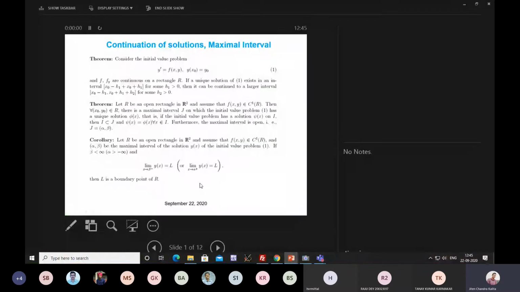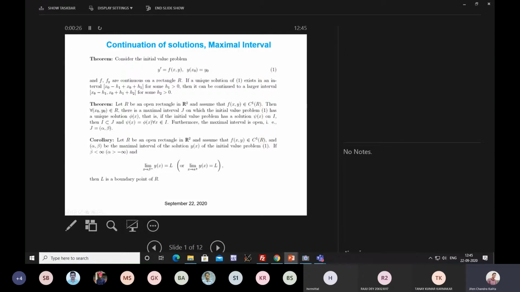Okay, fine. So here you can see what they have done. In this theorem, they are considering R to be an open rectangle in R2, and of course they are assuming that f of x, y is at least continuously differentiable up to first order in R.